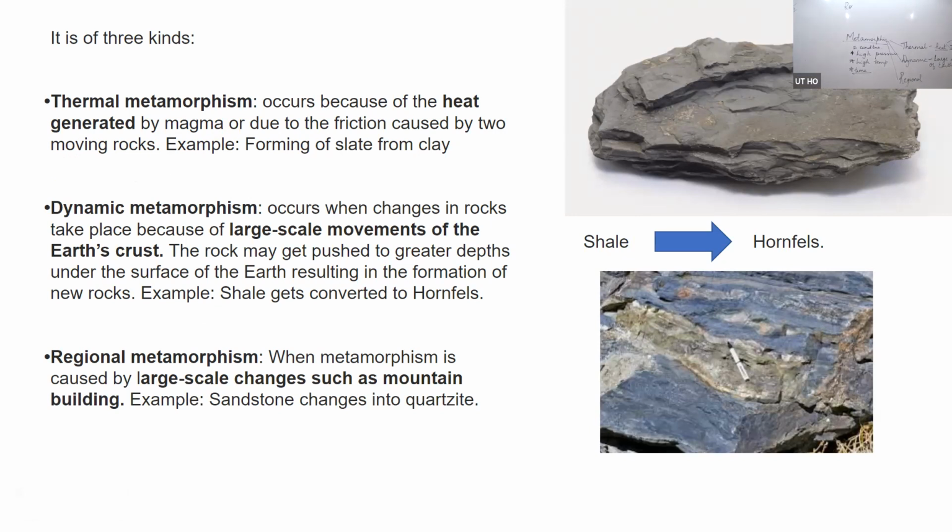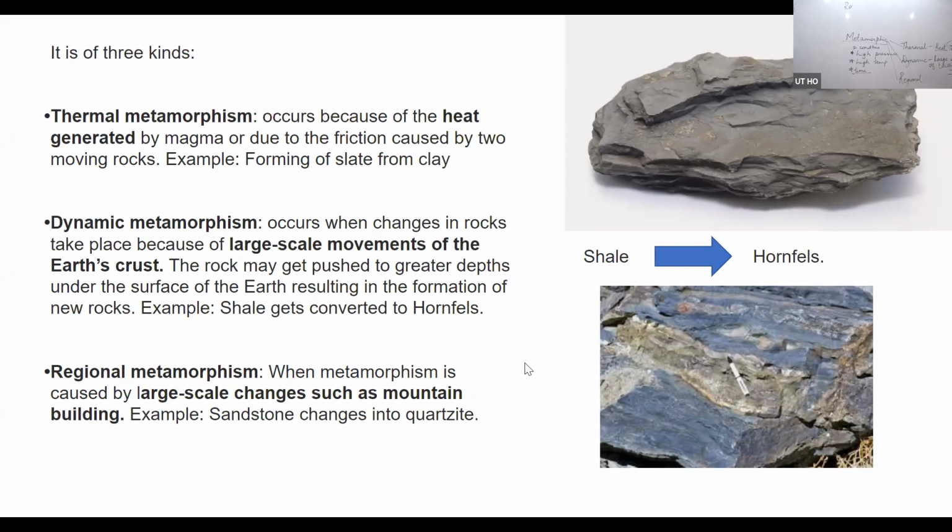So dynamic metamorphism takes place when there are changes because of large-scale movements of the Earth's crust. The rocks may get pushed to greater depths under the surface, resulting in the formation of new rocks. How do the rocks get pushed? Due to the movement of the Earth's crust. There are lithospheric plates. When two plates are colliding, the crust gets pushed in depth. One part will go like this, and here there will be formations, mountains. And this part which goes in changes again, metamorphosis.